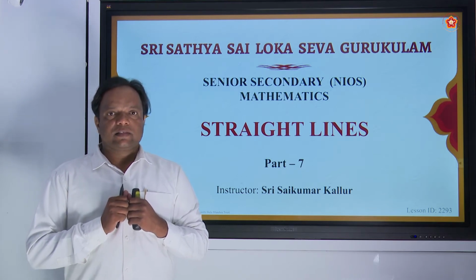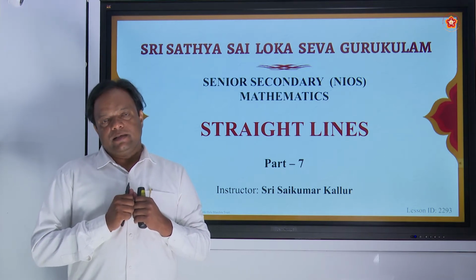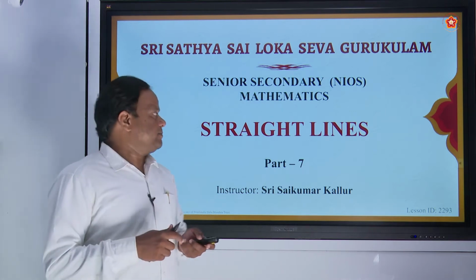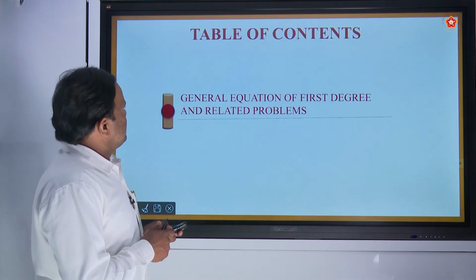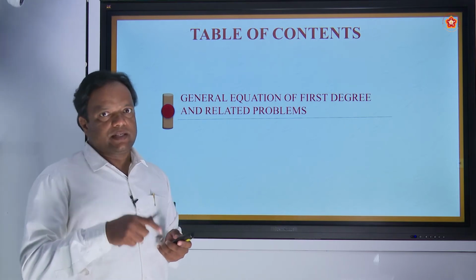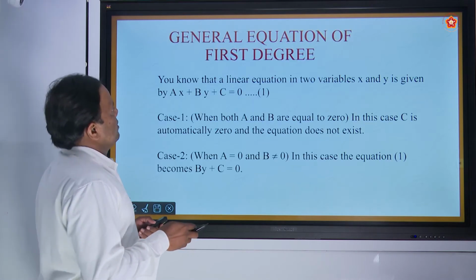Let us continue the straight line. In this session, we see the general equation of a straight line and how you can convert the general equation of a straight line into other forms. Okay, let us start. This contains the general equation of first degree. The power is 1, that is called first degree, and we will solve some related problems.